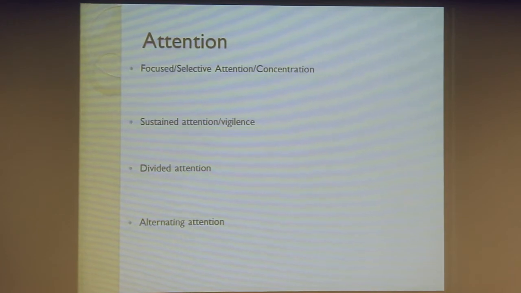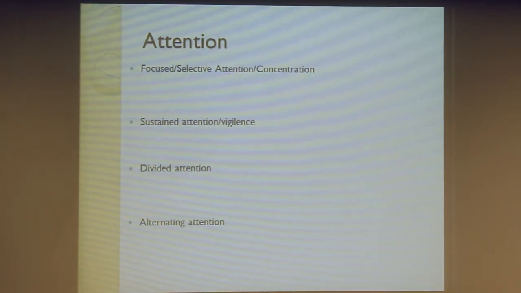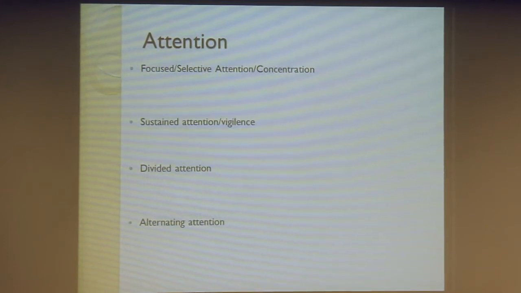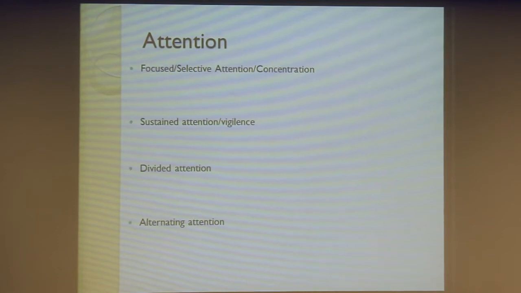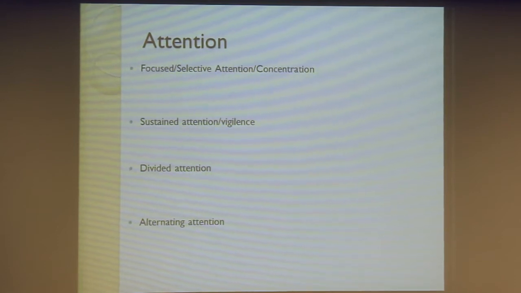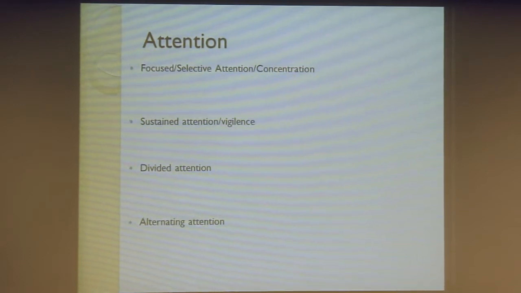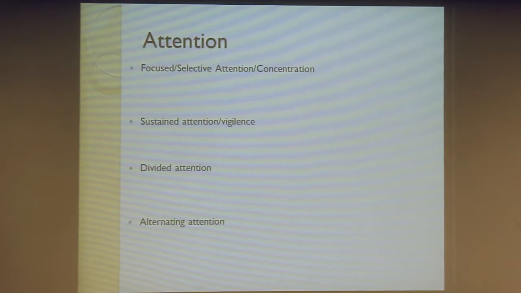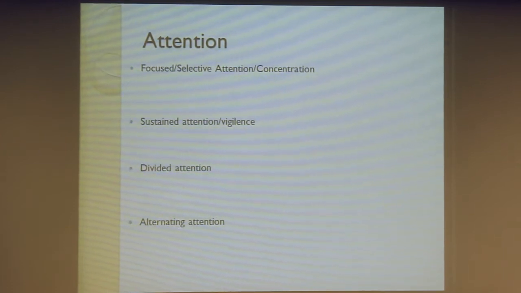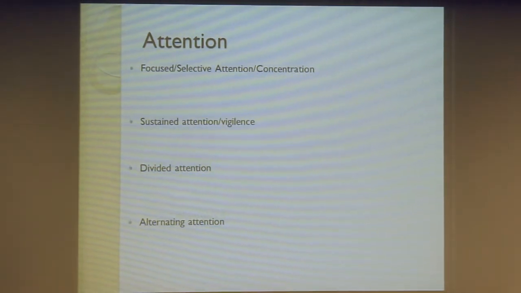And the first system that we're going to be talking about is our attention system, or our attentional system. Depending on which book you read, you'll get different classifications for attention. But these are from the Cole book. You get your focused or selective attention, also known as concentration, your sustained attention or vigilance. I'll explain each of these as we go along. Divided attention and alternating attention.